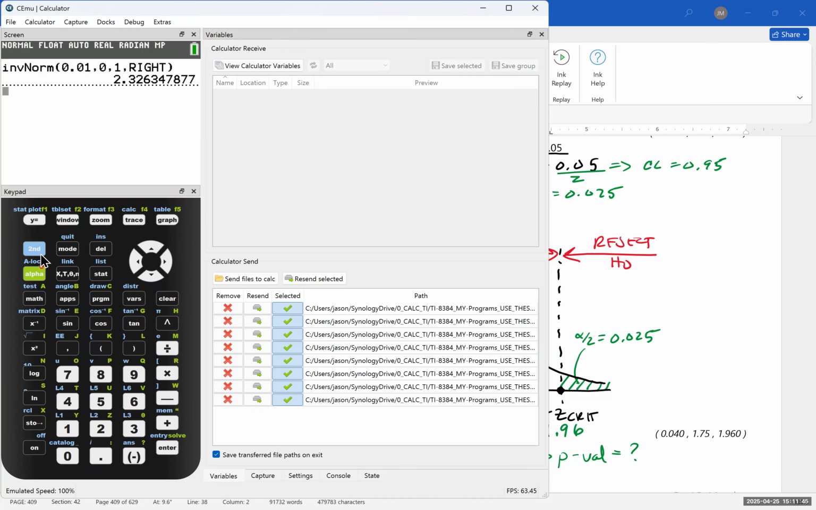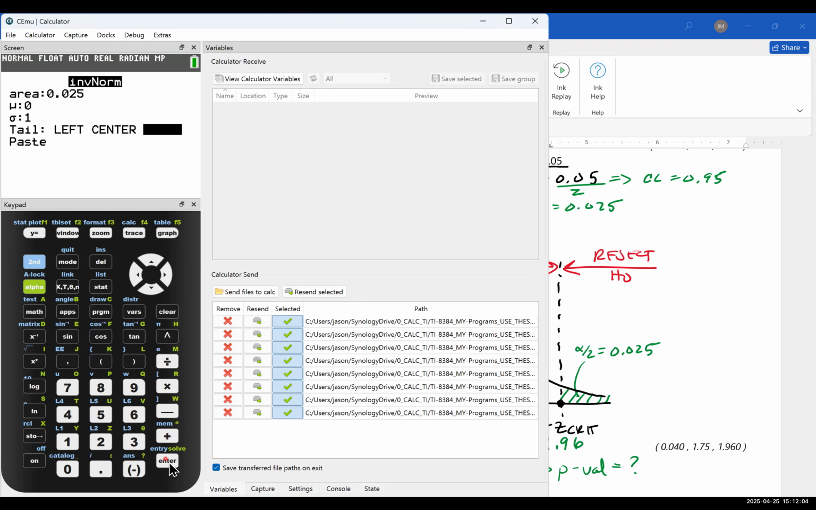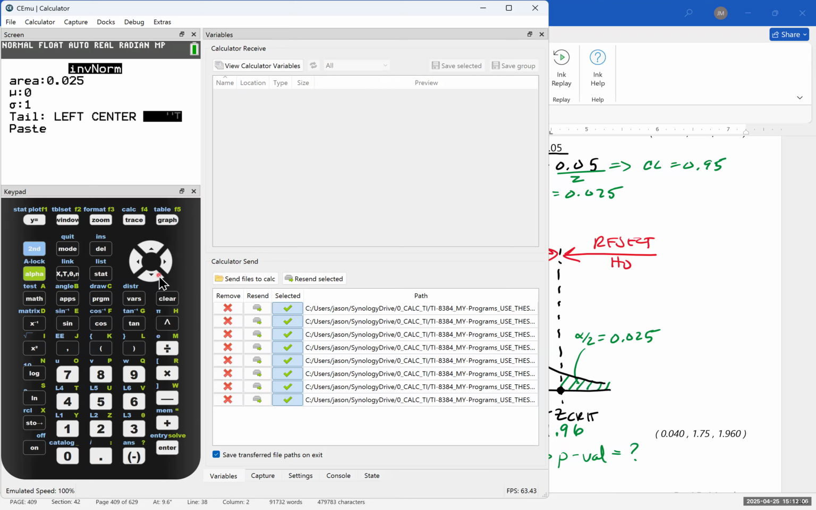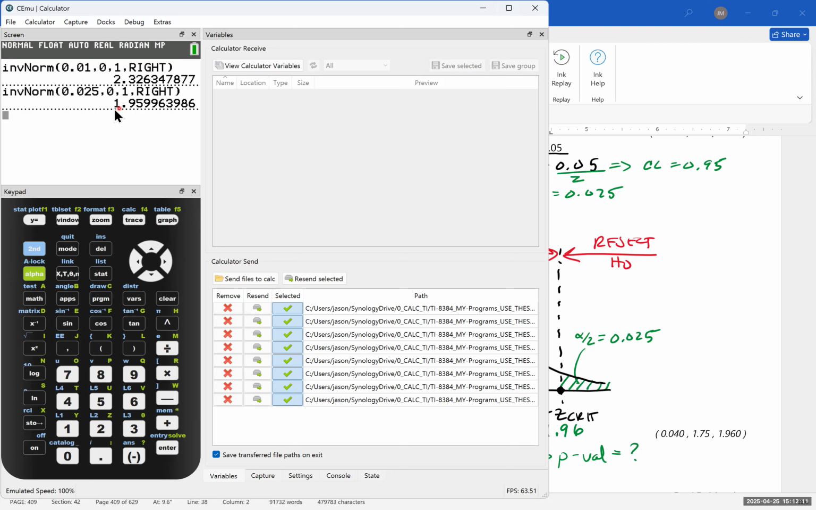Now, let me show how to get that critical value here with the Texas Instruments calculator. So we want to go to inverse norm. Okay, we have an area of 0.025 with a mean of 0, standard deviation of 1. And I want the area to the right to be that. So now I will hit paste. And I get 1.96, same value that I just got.